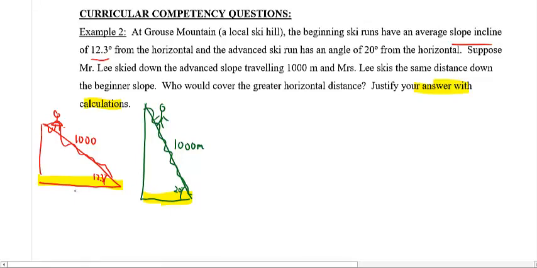So once again, I'm looking for this length. I'm looking for the length, and I'll do it for Mrs. Lee first. What angle? 12.3. What ratio do I use? I've got, once again, the adjacent and the hypotenuse. Which one should I use? Cosine of 12.3 degrees. L over 1,000.